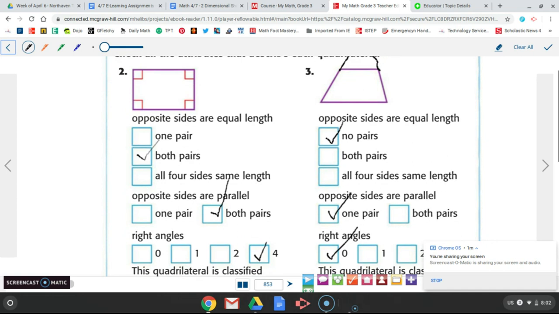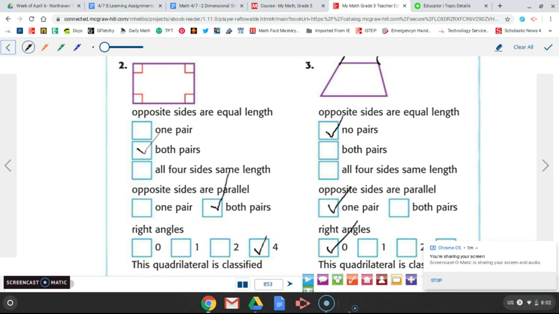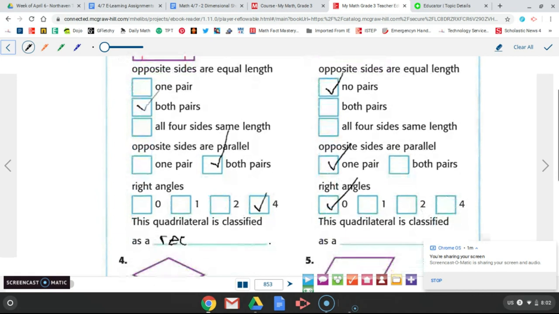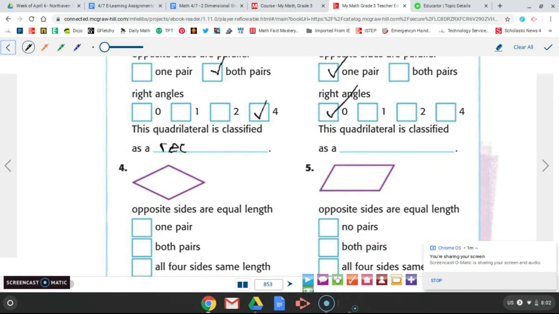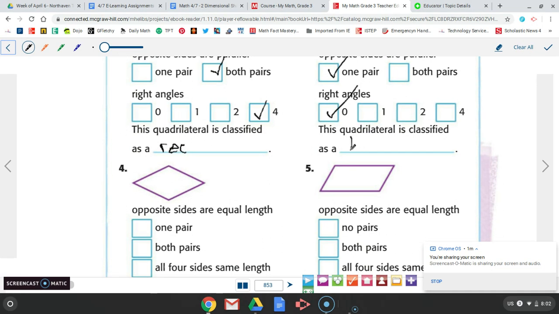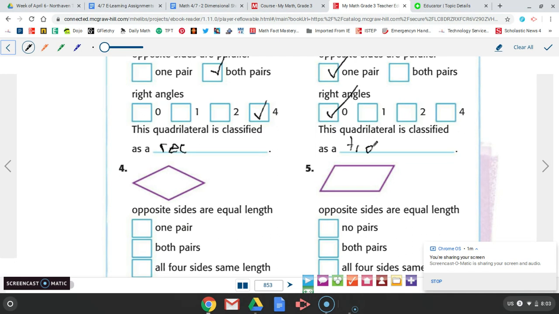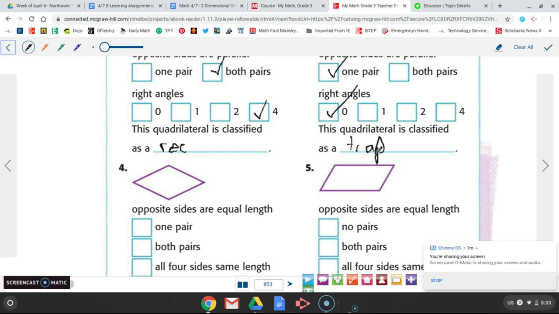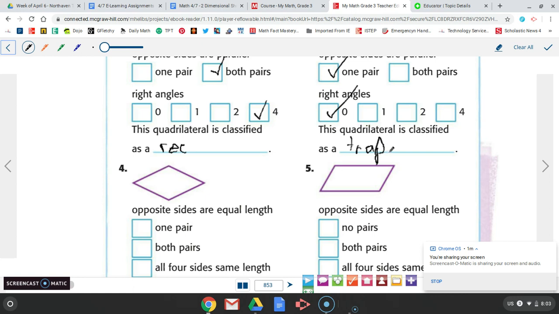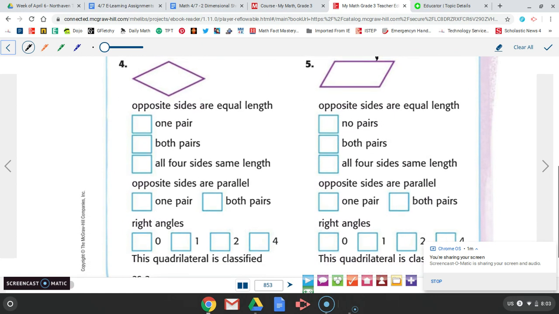So if the only thing that we see in the shape is one pair of parallel sides, that shape is a trapezoid. So again, I'm not going to write the whole word, but I'm going to put trap. You write the whole word. And that word trapezoid, if you flip back, it was on the very first page of our lesson. So this one is a trapezoid. Okay, let's go to number 4.